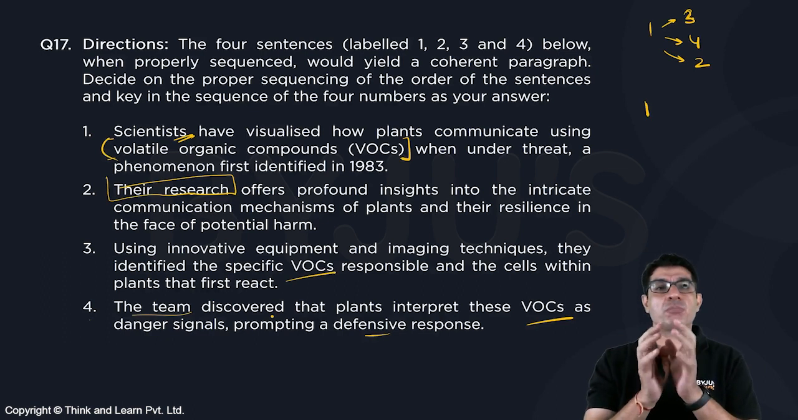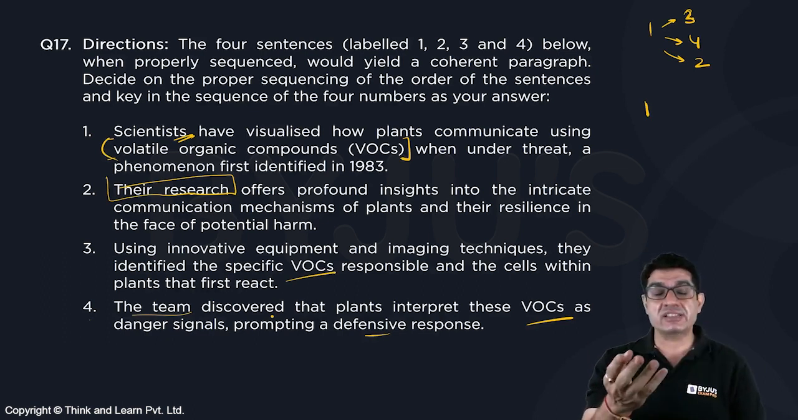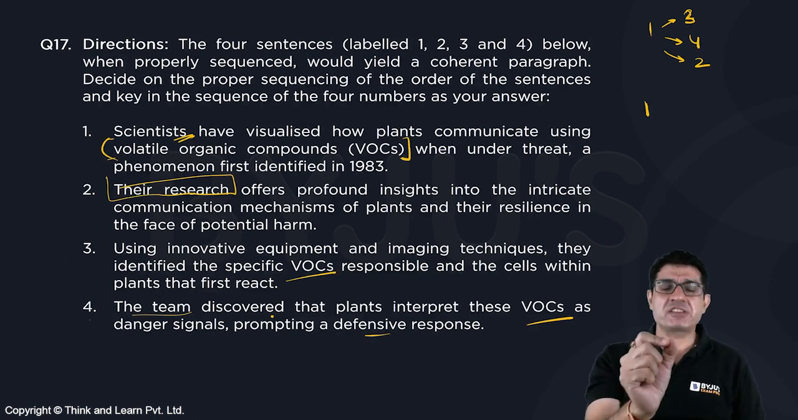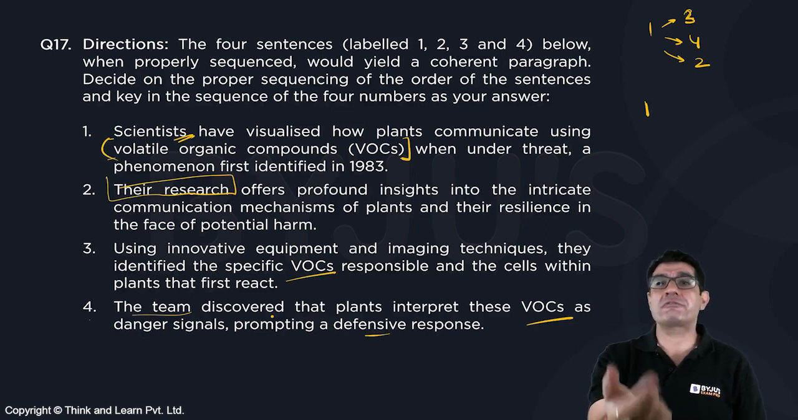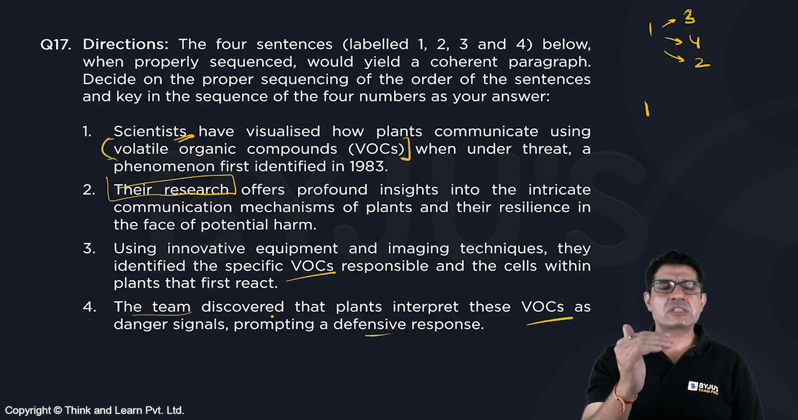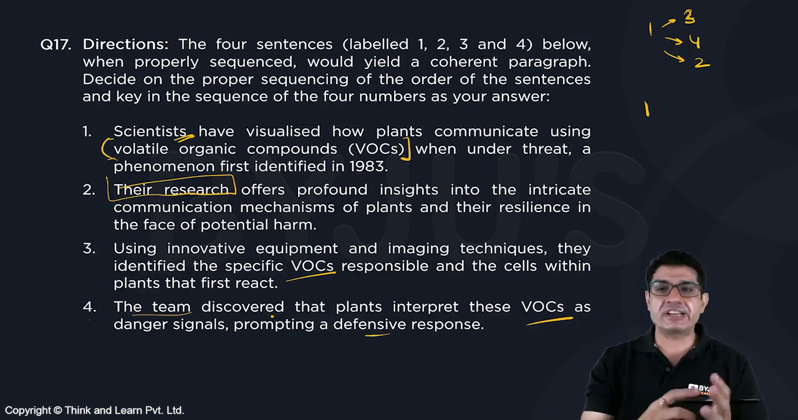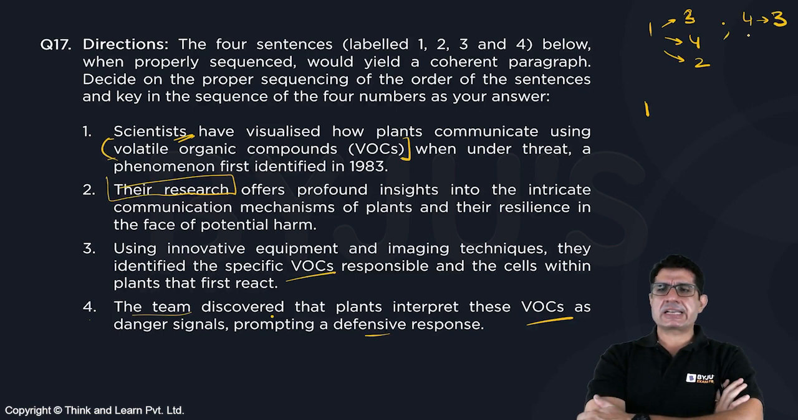So you notice if I compare 3 and 4, 4 is general. 4 says how plants react to VOCs. 3 says how a specific VOC leads to a trigger within a specific cell of that plant. So because 3 is adding more detail to 4, we need to have 3 coming after 4. Okay, so that settles it. Where do we put in 2?